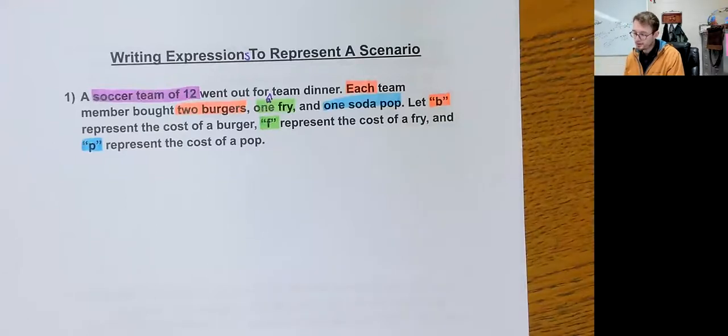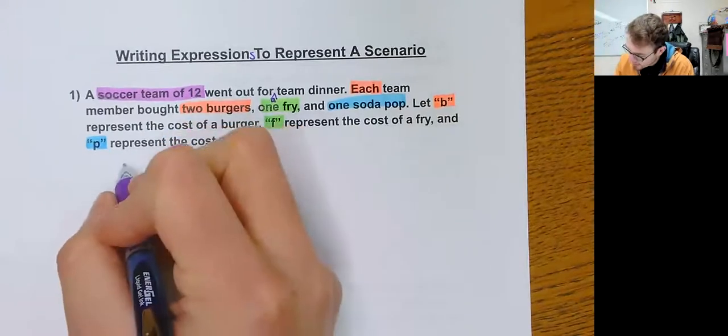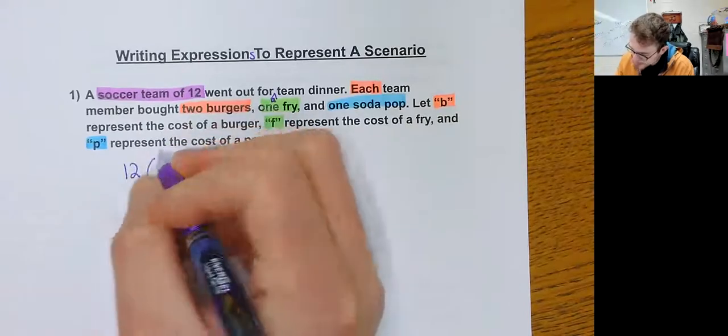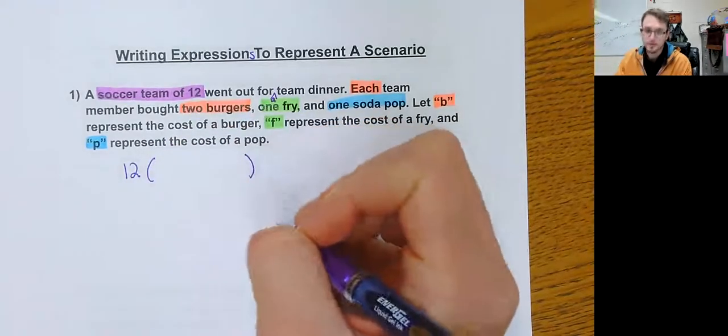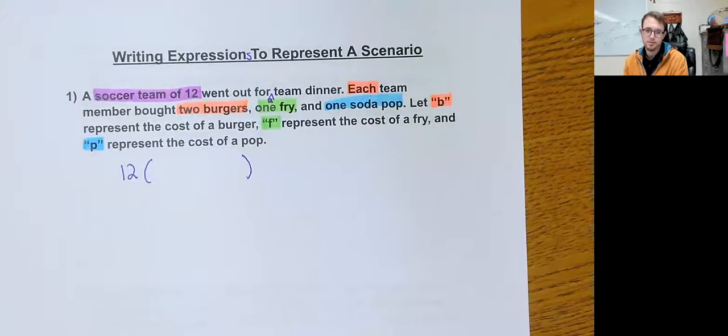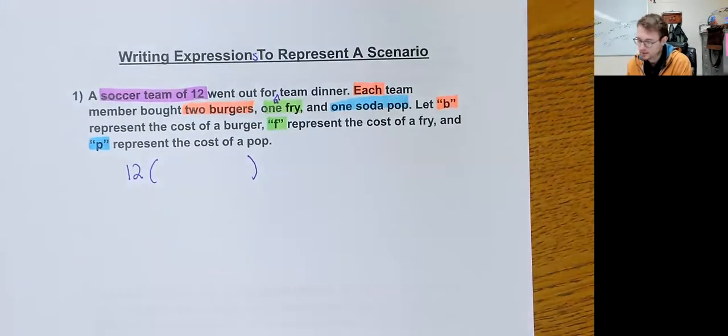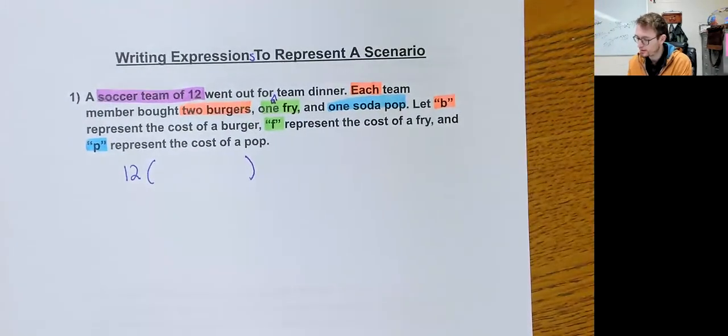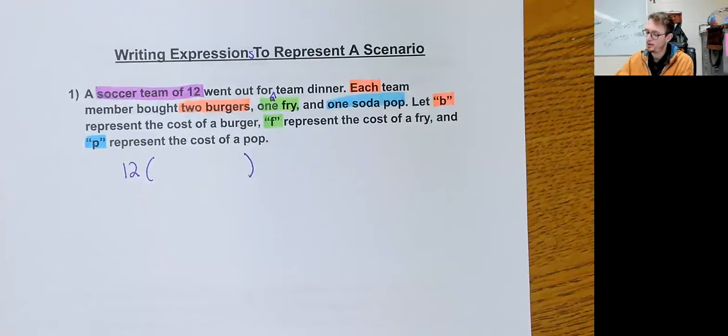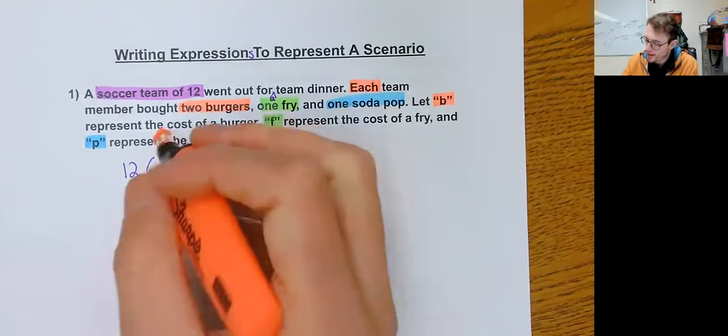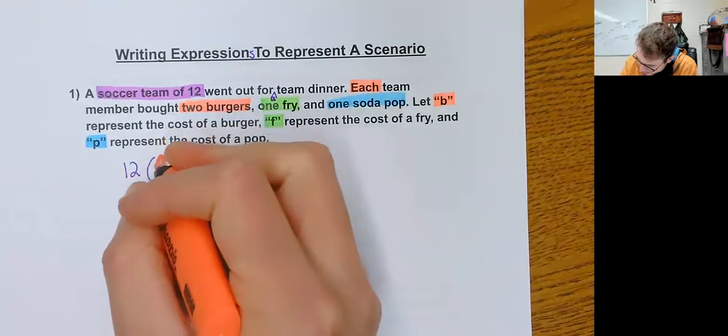So how I like to look at this scenario is we have 12 people. We have a total of 12 people all making the same exact purchase. So what I would think about is, okay, so we have 12 people. Each of them are gonna buy 2 burgers.